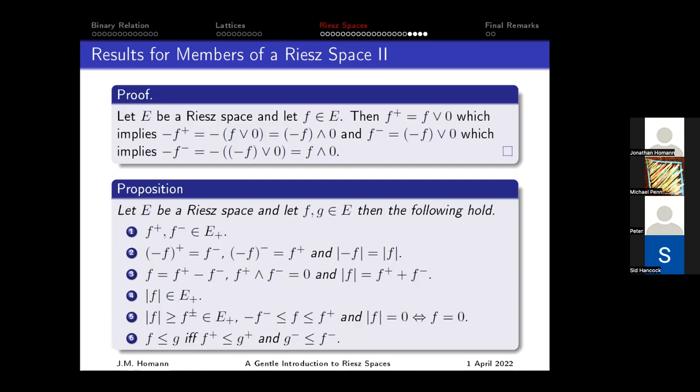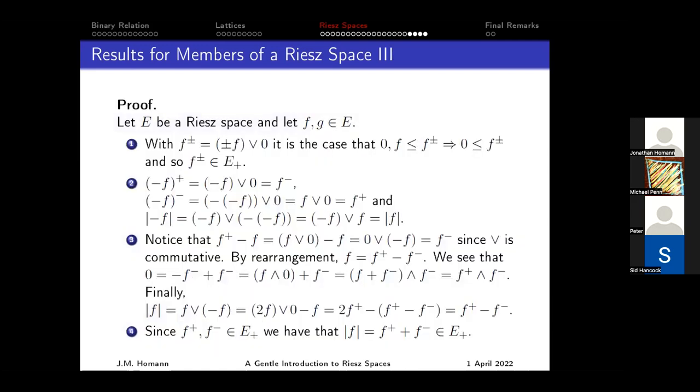Fourthly, we have that the absolute value of f is a member of the positive cone of E. Fifthly, we have that the absolute value of f dominates the positive part of f and it dominates the negative part of f, which live in the positive cone. We have that minus f minus is dominated by f, which is dominated by f plus. And we have that the absolute value of f is the null element of E if and only if f is the null element of E. And finally, f is dominated by g if and only if the positive part of f is dominated by the positive part of g, and the negative part of g is dominated by the negative part of f.